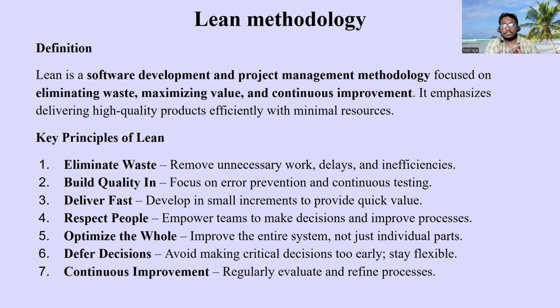One program increment model is equal to 4 sprints. We have learned about sprints in Scrum, and each sprint will be around 2 to 4 weeks. So one program increment of the Lean methodology is equal to four sprints, somewhere around 8 to 12 weeks, which is nothing but 2 to 3 months. So it works on the model called the PI model.